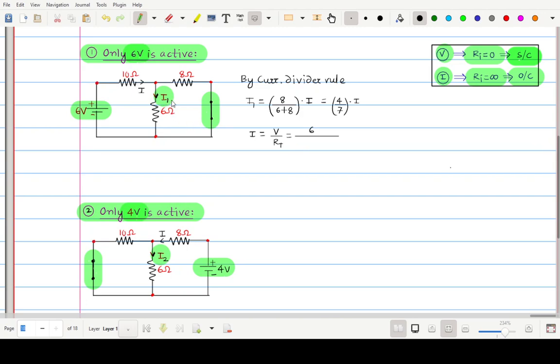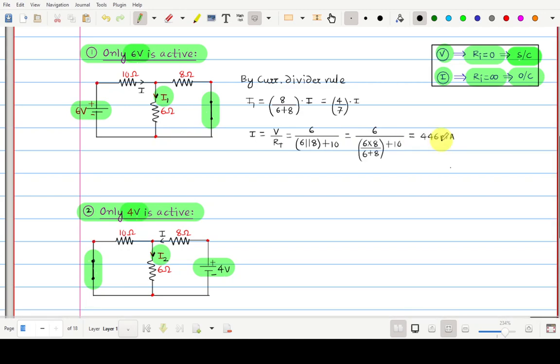Now if you look at this circuit, what you can see is that the 6 and 8 ohm resistors are in parallel. So 6 parallel to 8 you are getting this, and this combination is in series with the 10 ohm, so plus 10 we will write. Now solve this equation and you will get 446 milliampere.